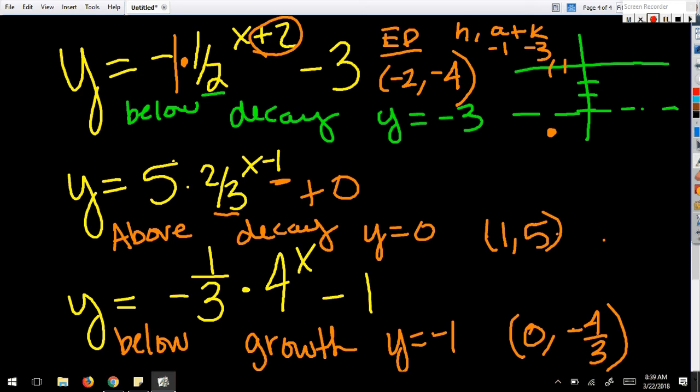Can we use our calculator to graph? You can, but you must show me all this work. In other words, you can use your calculator to check it, but I need to see an easy point. You've got to have 2 points. An easy point, then we're going to talk about another point.